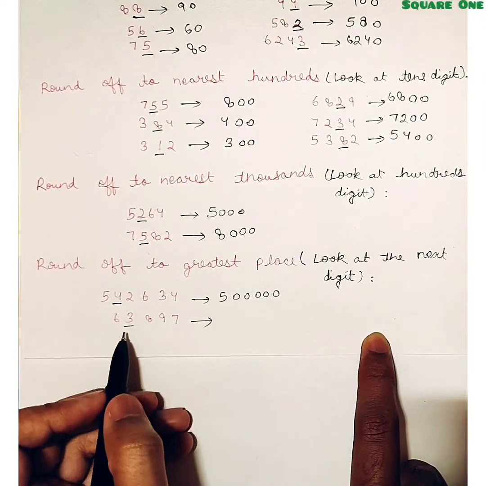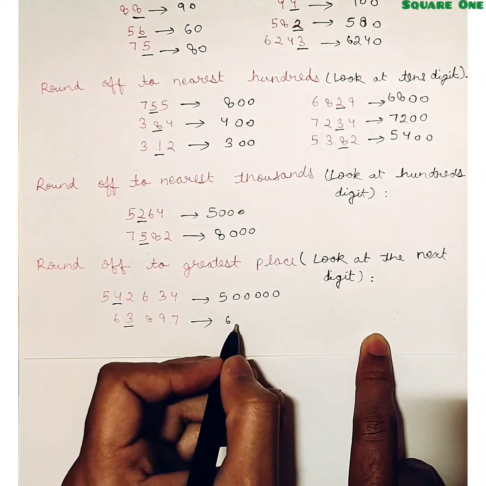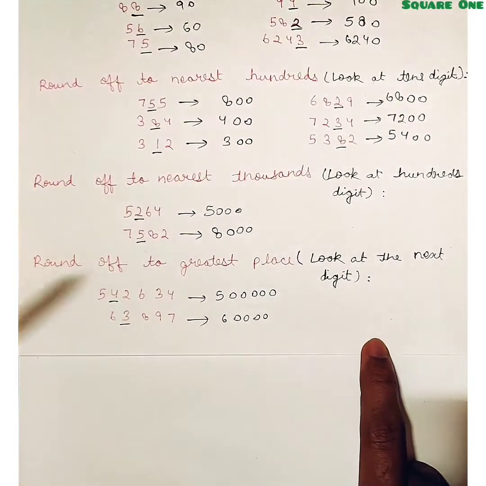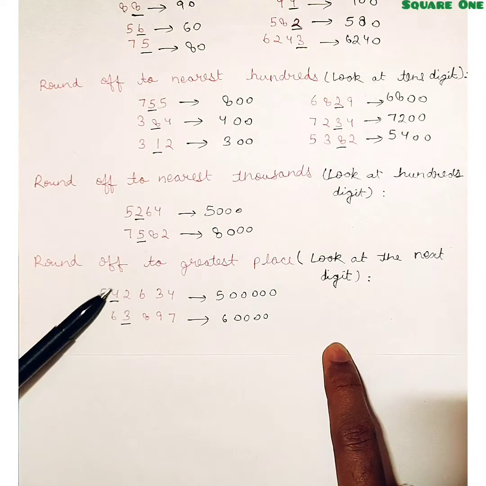In this, the next digit we have is 3. So 6 remains like that and the other digits become zeros. Whenever we are rounding off to greatest place, we have to look at the second digit or the next digit, just like in these questions.